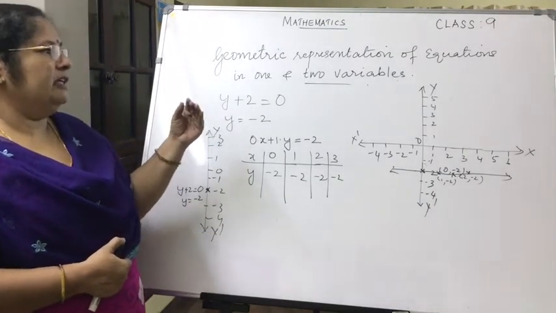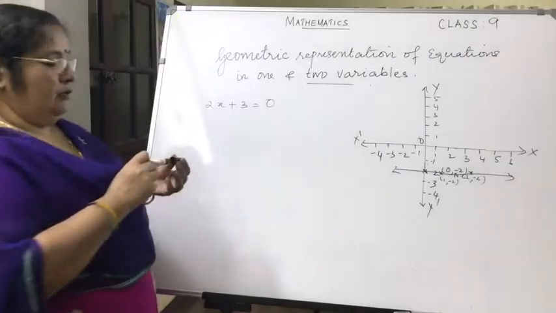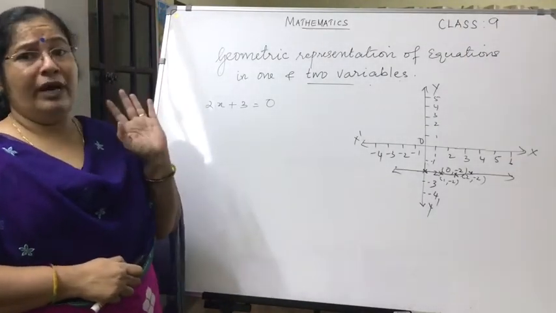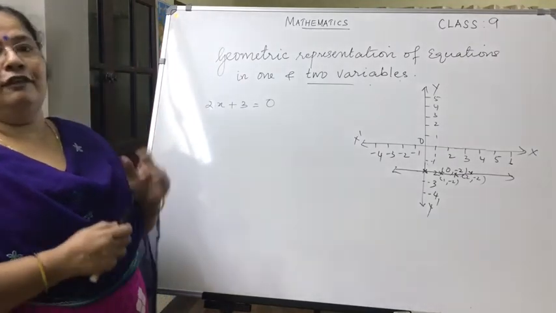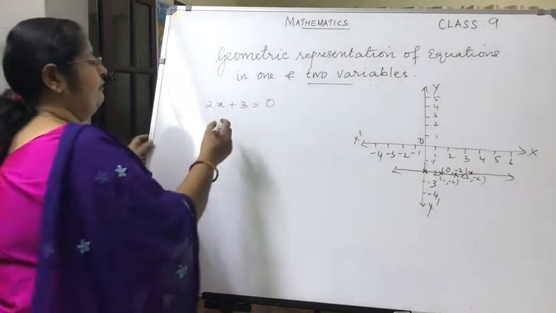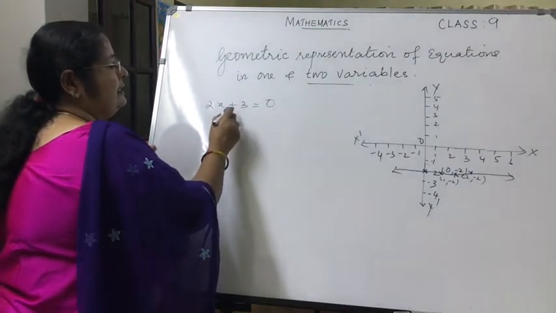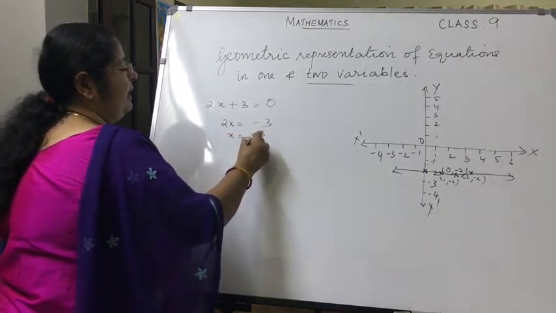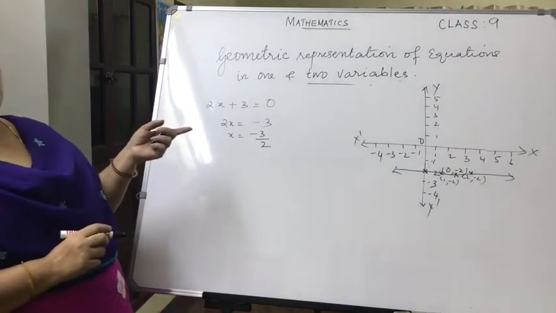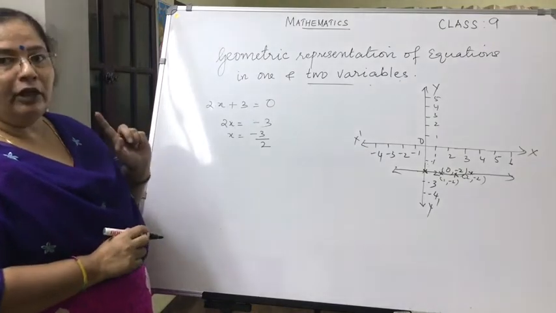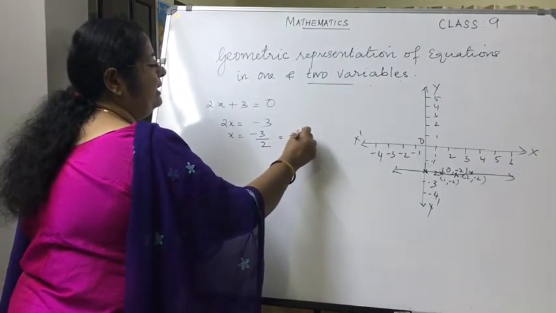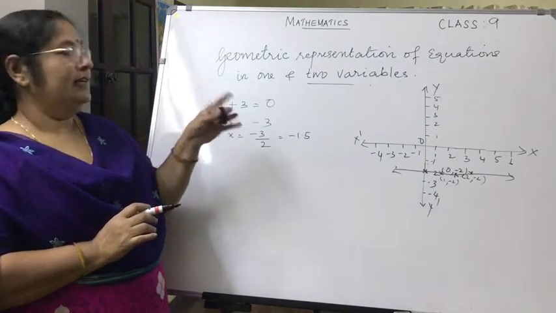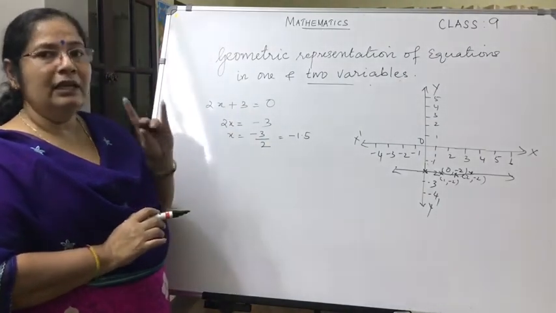Now one more small example I will give you. Sometimes you may get a question like that. Now suppose the equation is 2x plus 3 equal to 0. This is also an equation in one variable. Now what is the solution for this? 2x equals 3 taken to the other side becomes minus 3, so x will be minus 3 by 2. 3 by 2 is 1.5. So you can take this as minus 1.5. So x is equal to minus 1.5 is the solution in one variable.